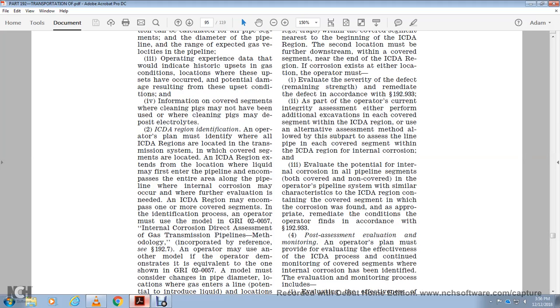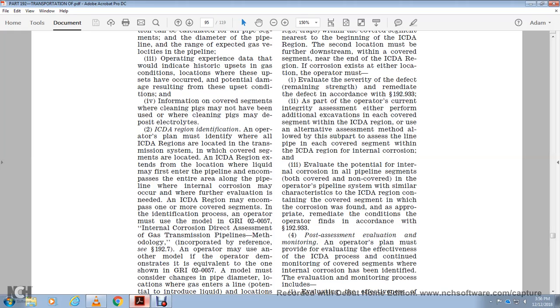ICDA region identification. The operator's plan must identify where all the ICDA regions are located in the transmission system and covered segments. The ICDA region extends from the location where the liquid may first enter the pipeline and encompasses the entire area of the line along the pipeline where internal corrosion may occur with further elevation. An ICDA region must encompass one or more of the covered segments.